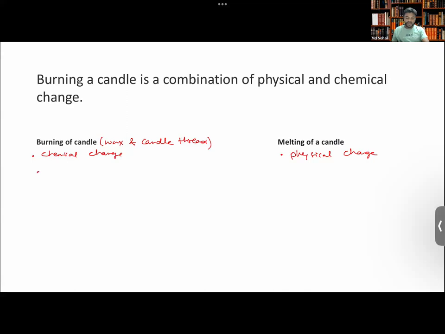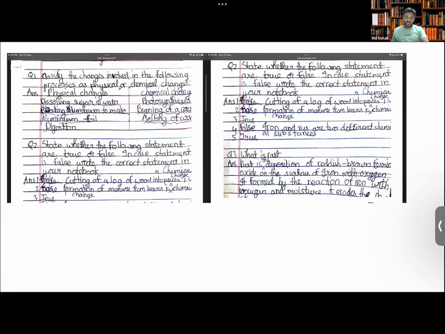Okay, so what happens? Paraffin wax changes to vapors of wax, right? What else is evolved in this? Carbon dioxide gas evolves. Getting it? So these are the things taking place when you burn a candle, and melting of a candle is basically a physical change, right? Because the composition remains the same.